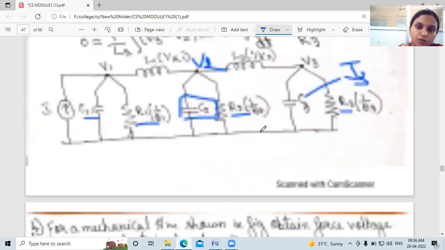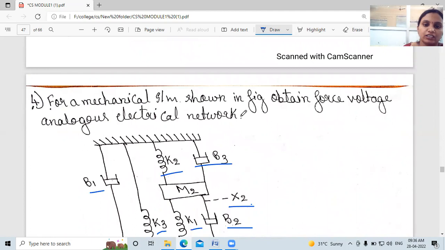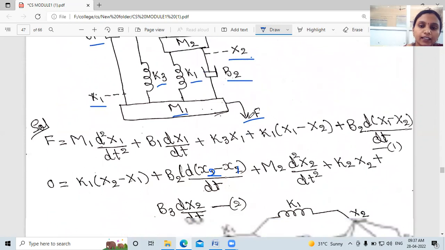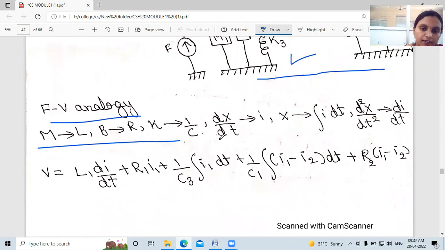For the mechanical system shown in the figure, we need to draw the electrical network. In the force voltage analogy, M is replaced by L, B is replaced by R, K is replaced by 1 by C, and dx by dt is replaced by I. If you differentiate this, you get d squared x by dt squared, di by dt. If you integrate, you get x, the integration of I dt. So remember this force voltage analogy.